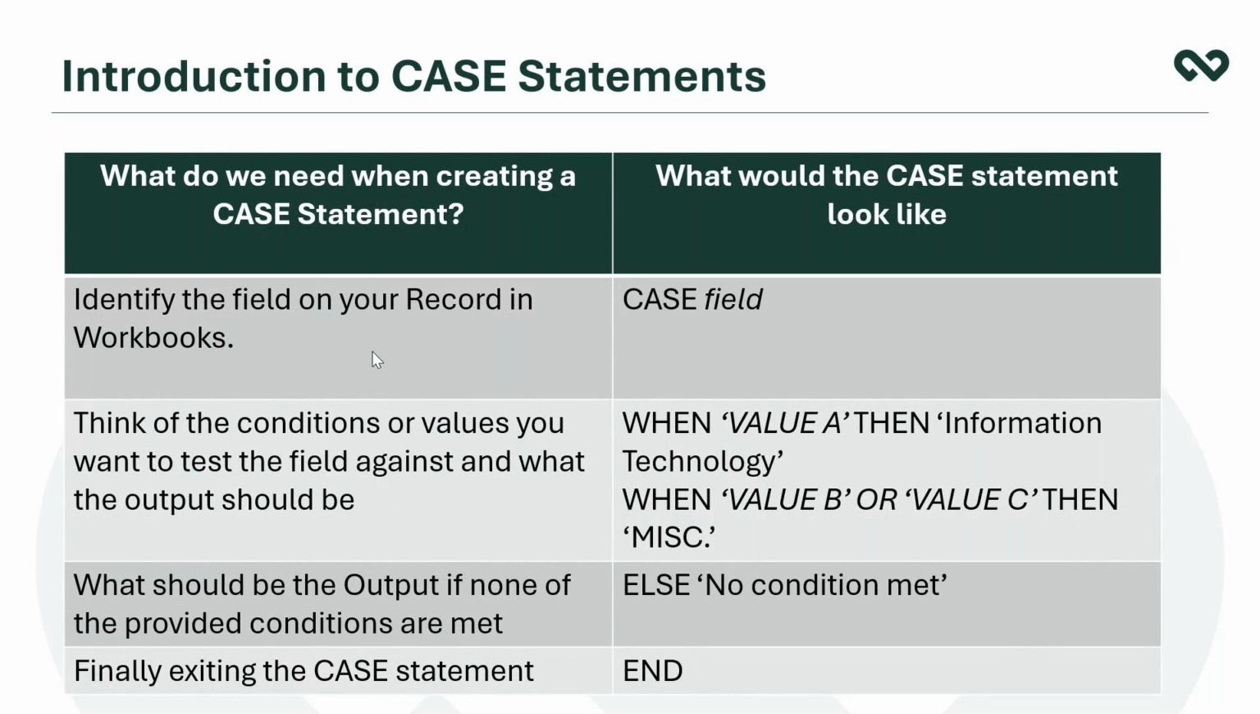Following on from our syntax from the previous slide, we go with when value A, then output information technology, or when value B or C, then output the text miscellaneous. Again, if none of the conditions have been met, we want to output something totally different. So we would use the keyword else and then the bit of text we want to output. Finally, to exit the case statement, we use the keyword end.